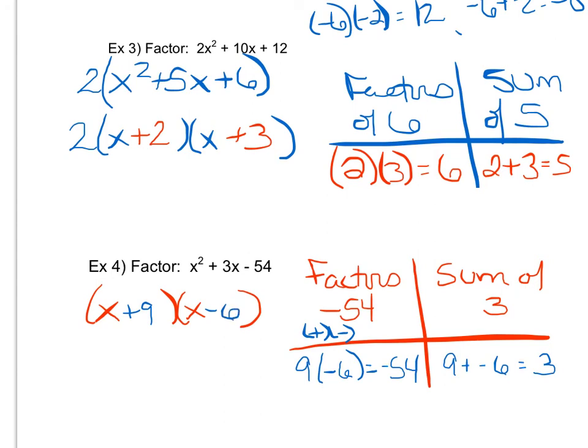Because the commutative property tells us it does not matter what order we add and subtract in, I do want to point out that this is the same thing as saying (x - 6)(x + 9). Again, because the order we multiply in does not matter.